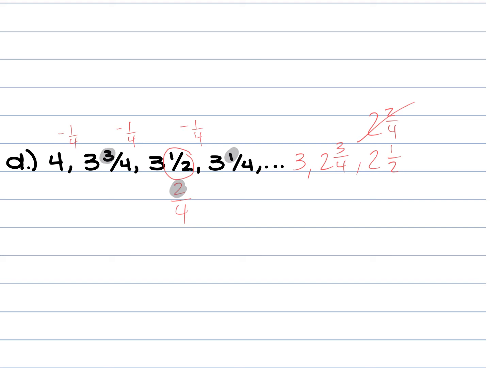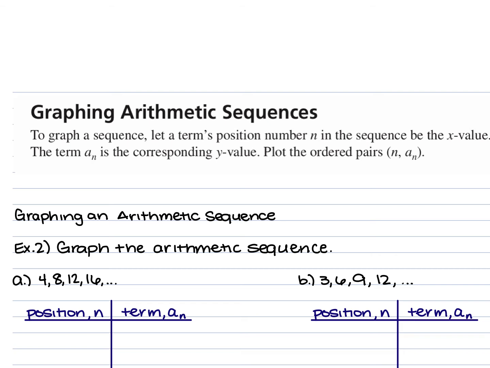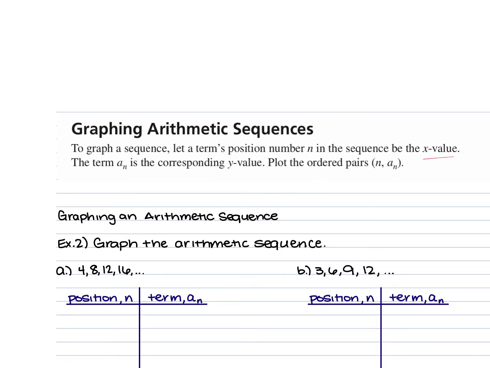Oh. I don't get it, Frank. What? I don't get this. You don't get this? Okay, David. Well, when you look like that, it doesn't seem like a term's position number n in the sequence be the x value. So if its position is 1, its x value is going to be 1. If it's in the second position, its x value will be 2. The term a sub n is the corresponding y value. So if the term's number is 5 at 1, its position is going to be 1 and its value is going to be 5. So 1 comma 5. Then you plot the ordered pairs n comma a sub n. So its position and then its value at that position. Okay?